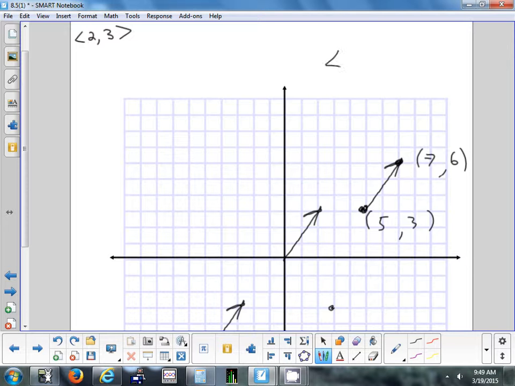Yeah, if you wanted to find what this vector is, yes, you could just count over 2, up 3. But if you didn't have it on a grid, all you have to do is subtract the points. Well, as Michael said, subtract the initial point from the terminal point. Where you ended minus where you started. Not the other way around, because that'll reverse the direction. So 7 minus 5 gives me 2. 6 minus 3 gives me my 3.